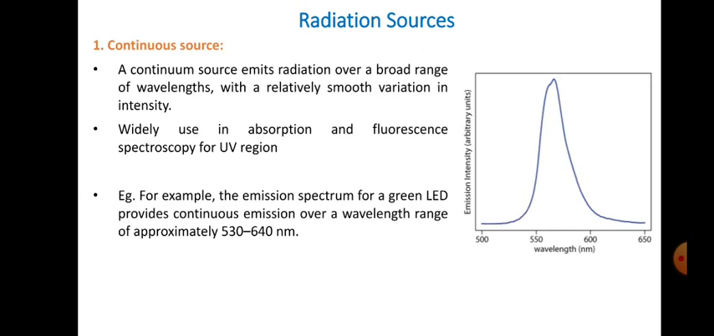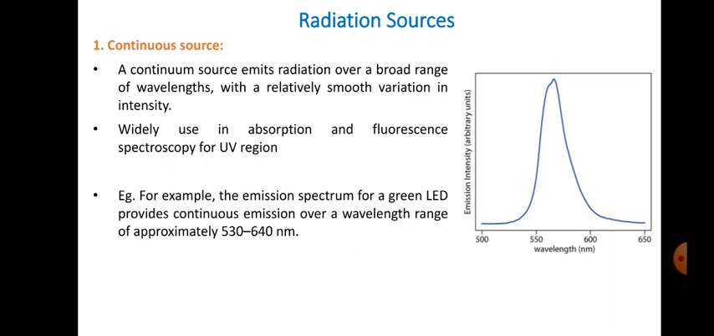So what is a continuous source of radiation or light? A continuum source emits the radiation over a broad range of wavelength with a relatively smooth variation in the intensity. You can see here in the figure, we have an intense kind of light, and this is quite smooth, relatively broad, you can see from 650 to 500. So this is relatively broad and covering a broad range of wavelength.